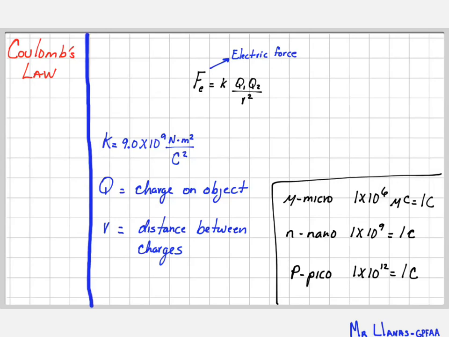We know that if the charges of the objects go up, the force goes up, because they're directly proportional. If the distance between the objects goes up, then the force goes down. If the distance goes down, then the force goes up, because they're inversely proportional. Make sure you feel comfortable looking at that.